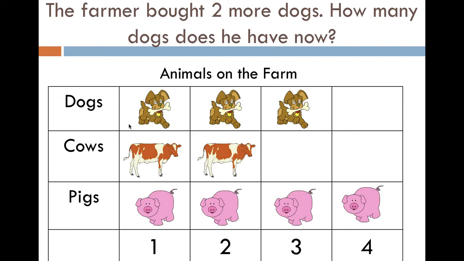So we know that there are 3 dogs, and if he's buying 2 more, we would use what we have on our graph and add it to this number. So we would do 3 plus 2, 5. So we would say the farmer now has 5 dogs.